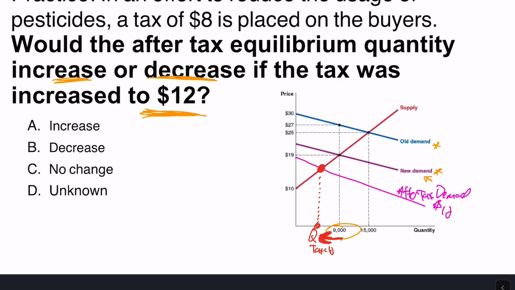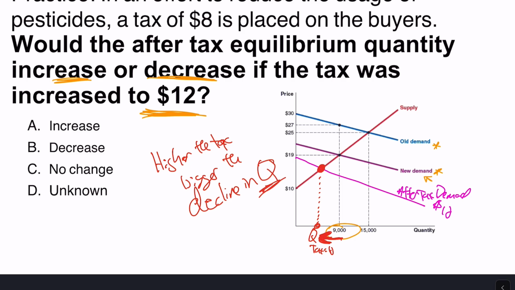So the point I'm trying to make with this slide is that the higher the tax, the bigger the decline in quantity. So we think back to our soda example. If Philadelphia wanted to decrease soda consumption even more, you just raise the tax, you get less of it.